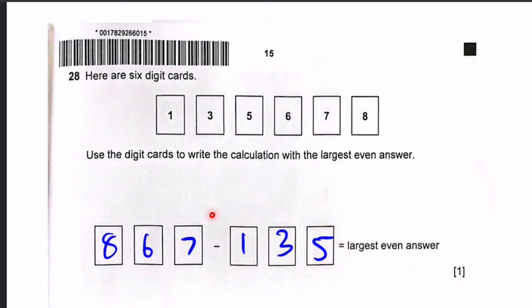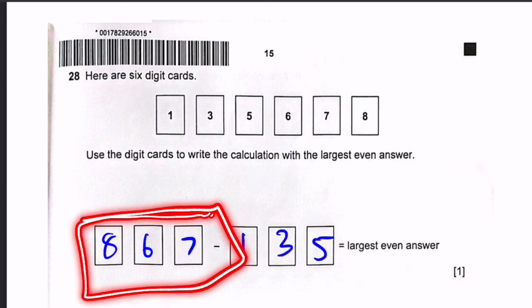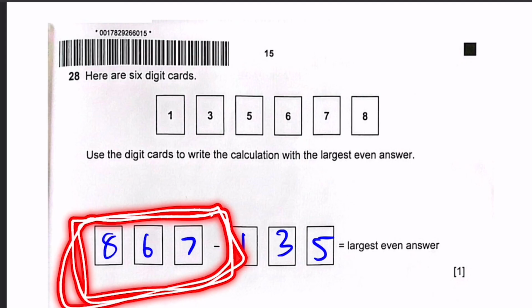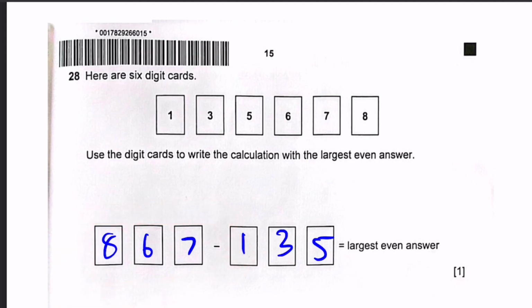But then all the larger digits have to be in this number, which is the one you're subtracting from. And that's our answer. This is the only answer. There's no other answers for this.